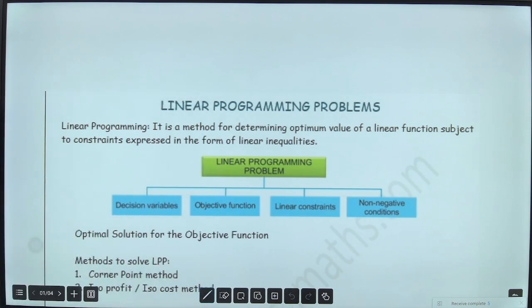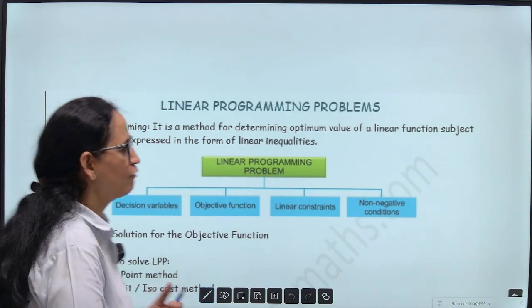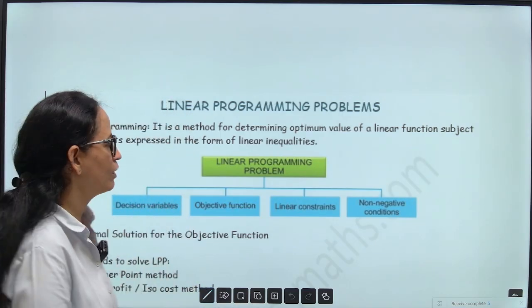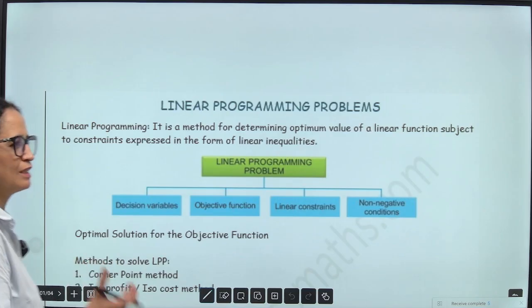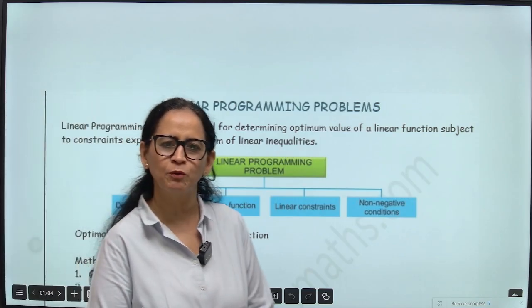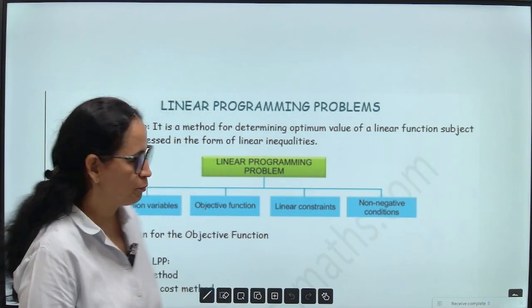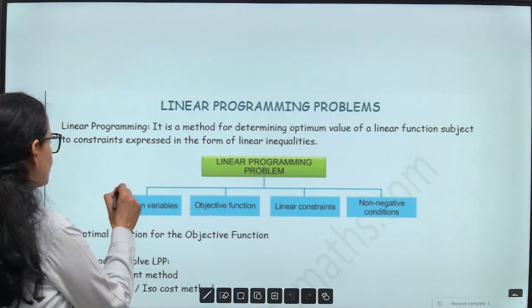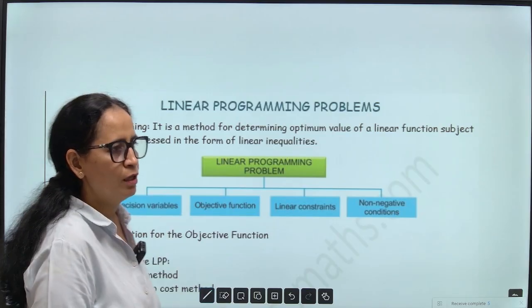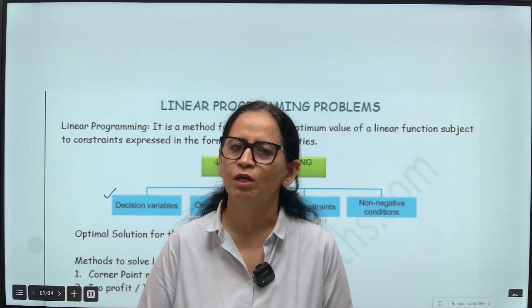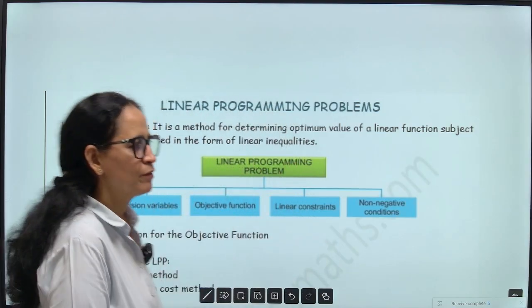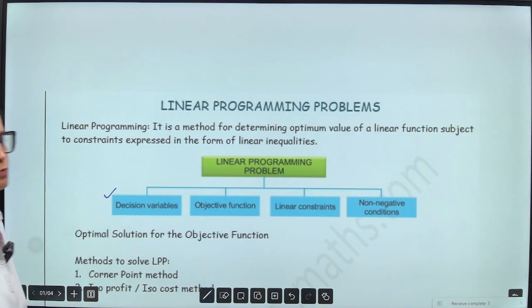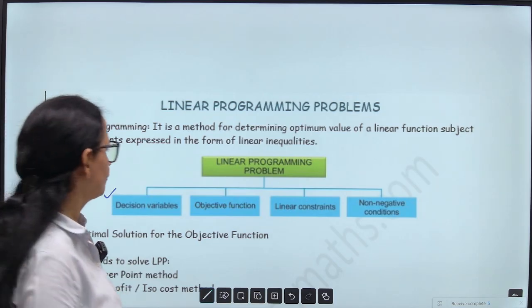So let's first understand what is a linear programming problem. It is a problem when we have to determine an optimum value for a given linear function subject to certain constraints in the form of linear inequalities, then we call it a linear programming problem. So what are the components of an LPP? The first is the decision variables, where we have certain quantities represented normally by X and Y, that represent maybe the amount of units produced for any product, or maybe the amount of food that you are taking in for any kind of diet problem.